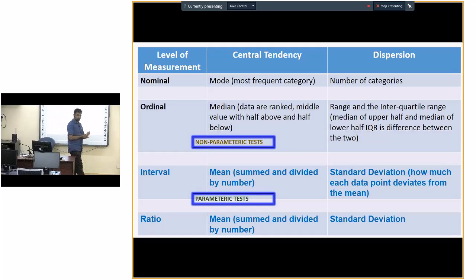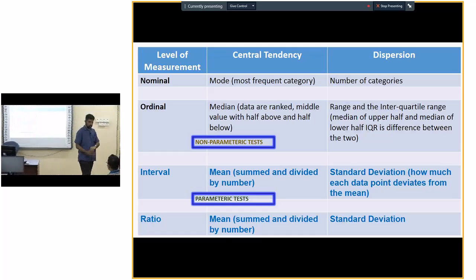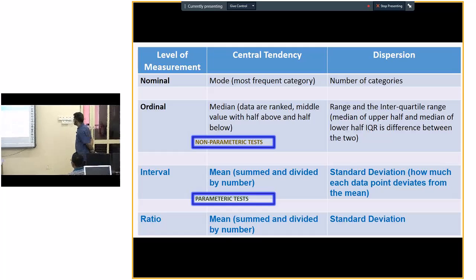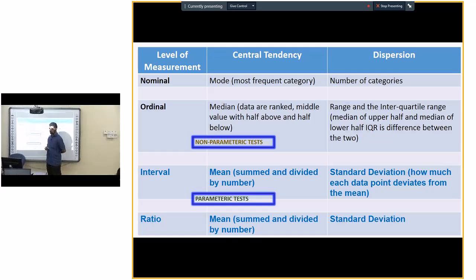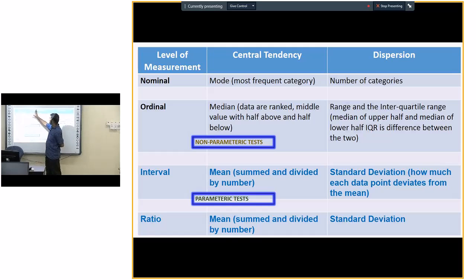Now, if you refer to this document, again you can see the same information. If you have nominal or ordinal level data, non-parametric test. If you have interval or ratio level data, parametric test. In addition to that, here you can see measures of central tendency and measures of dispersion. Those are under descriptive statistics, not inferential statistics. Inferential categorization is here.